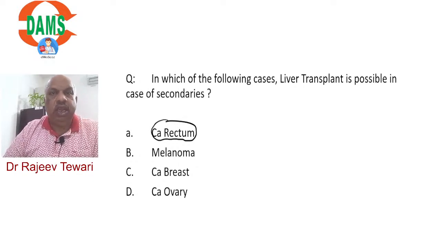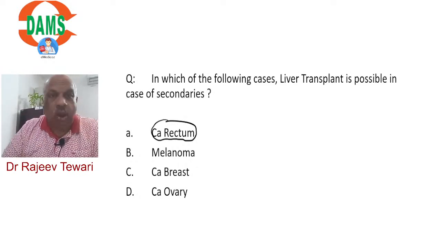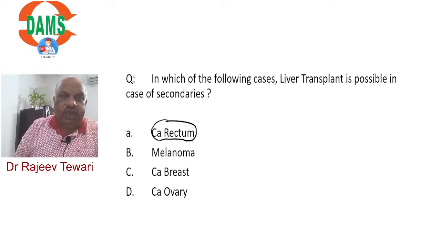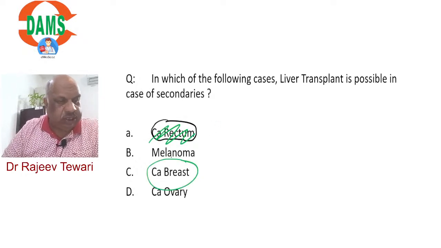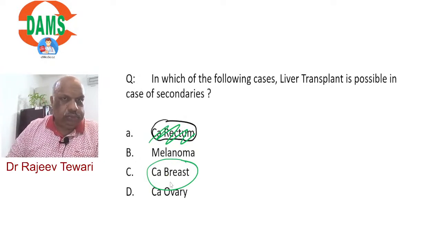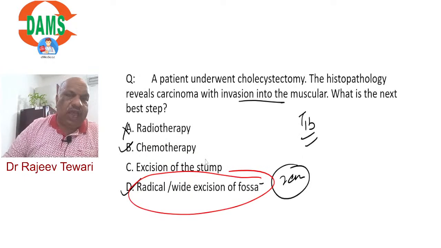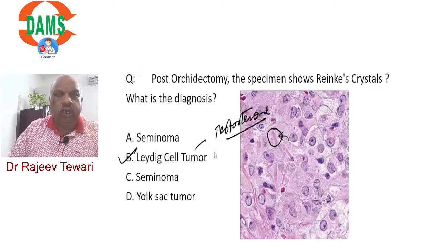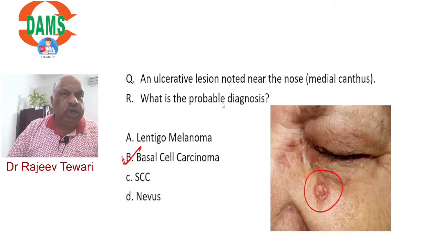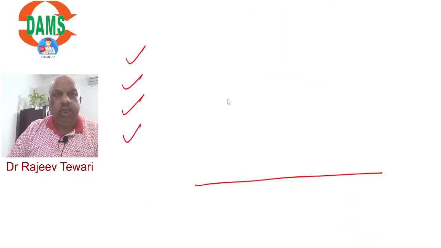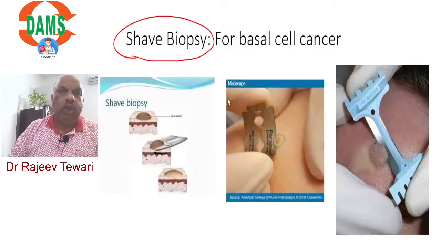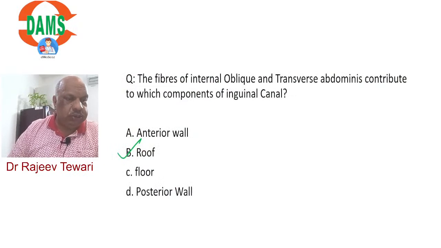Even liver secondaries from breast are also operated. So, if rectum is not an option, and you replace it by melanoma or other, then out of these four, breast is the best answer. Endometrial cancer, neuroendocrine tumor, colorectal cancer, pancreatic endocrine tumor, really, breast cancer you can operate. But breast is not a good option.